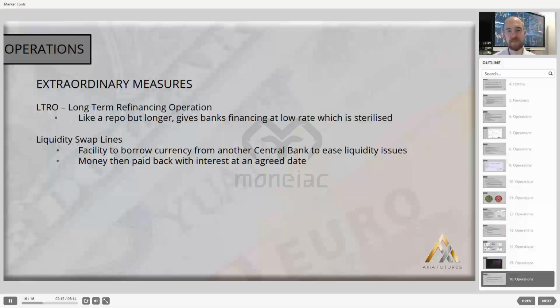As always, the money is then paid back with an agreed interest on a certain date. So this has been used quite a lot early on in the financial crisis, where people had need for dollar funding in particular, and so there was swap lines opened up between the UK and the Fed, the ECB and the Fed and Bank of Canada, so various different swap lines. So that's the idea of it, to create other currency funding in your own country.